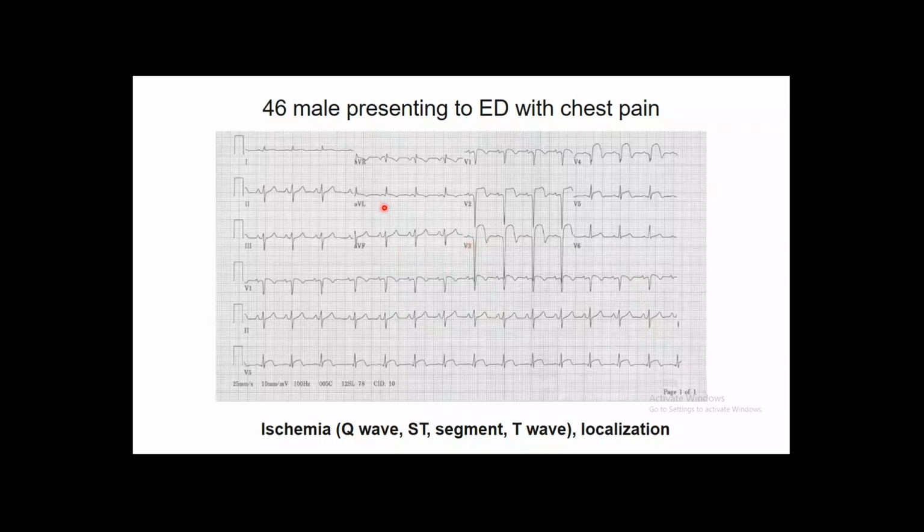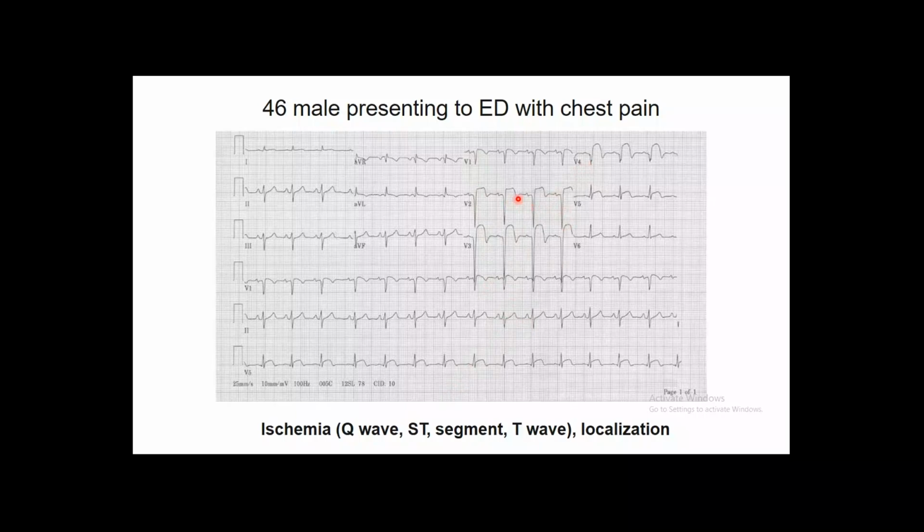Here we have a 46 male patient presenting to emergency with chest pain. So following the rapid ischemia approach, we will check for a Q wave. Then we have here and here and here, and also in V4 a deep Q wave, which is a pathological Q wave, V1, V2, V3, and V4.